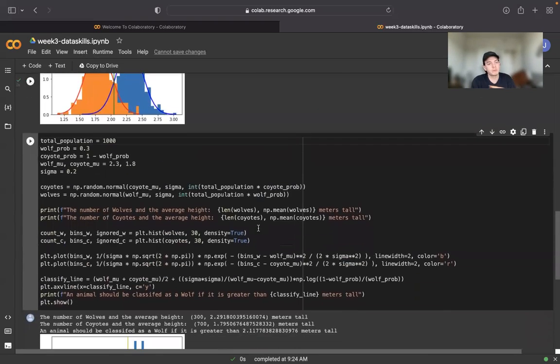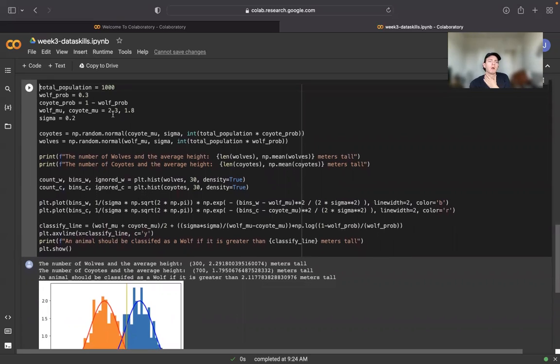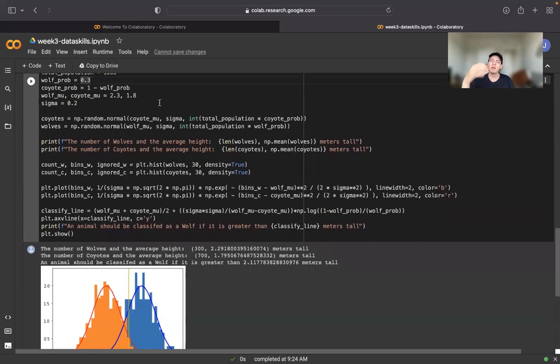The second example is the exact same code, except that we have changed the wolf and the coyote probabilities, so that the wolf probability is like 0.3 and the coyote probability is 1 minus the wolf probability. And we're doing the same calculations, except that our classifying line is different. This goes through with our analytical solution.